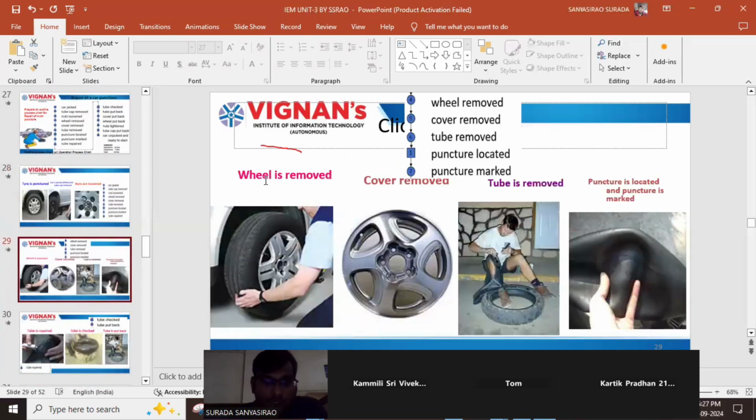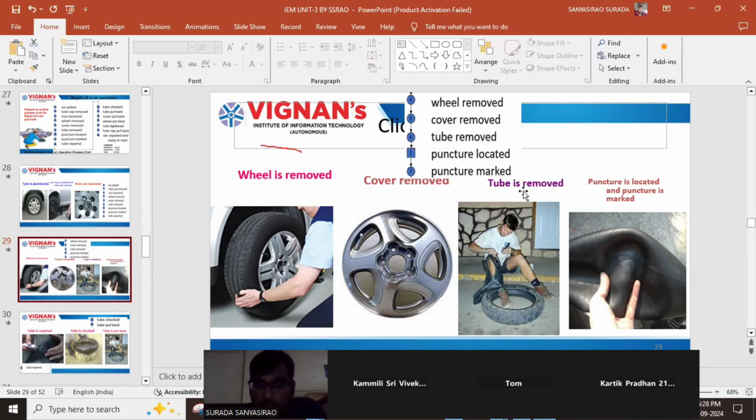Once after loosening the nuts, you have to remove the wheel. After then you have to remove the cover. After then you have to remove the tube from this tire. After then puncture is located and puncture is marked. You have to check, locate and mark the puncture here. The fourth operation already here, wheel is removed. Cover removed, one more operation.